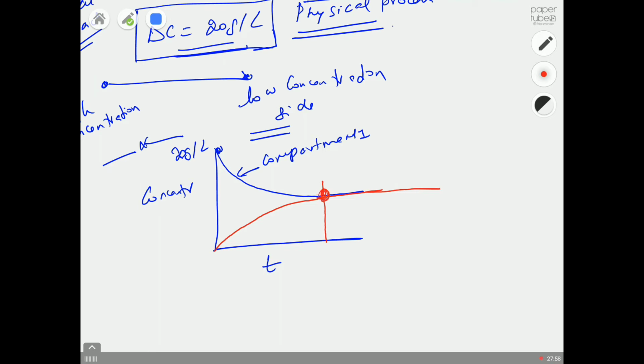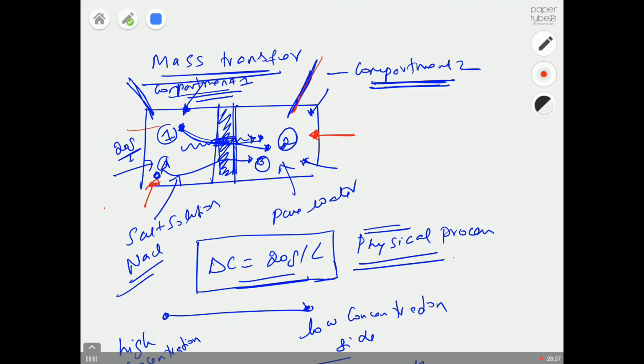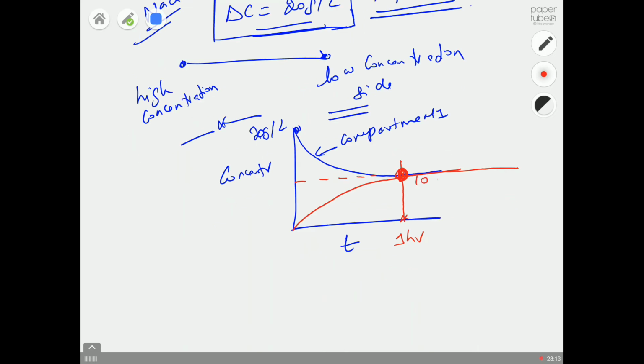or we call it the equilibrium point. So at that point, at this particular time, say this happened in 1 hour, if you put a conductivity meter on any location in any of these compartments, it will read the same concentration. Say it reached around 10 grams per liter. So that's the point of equilibrium.